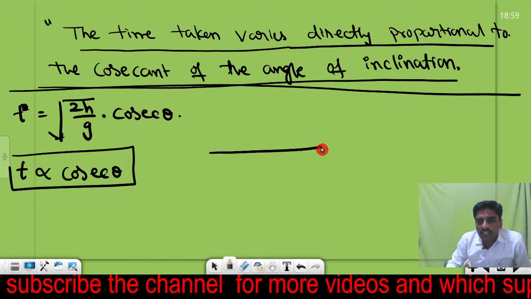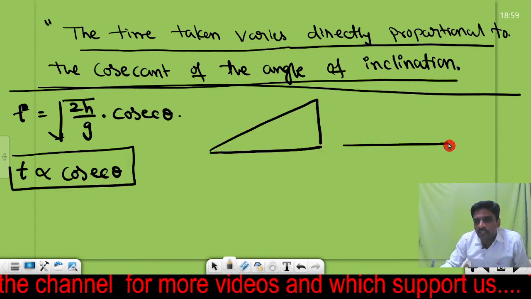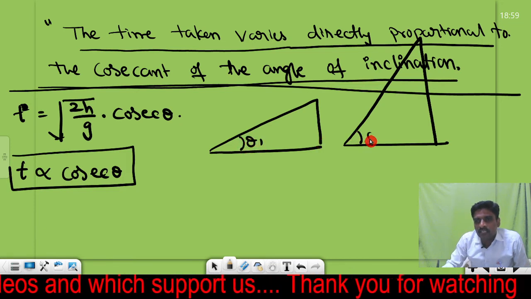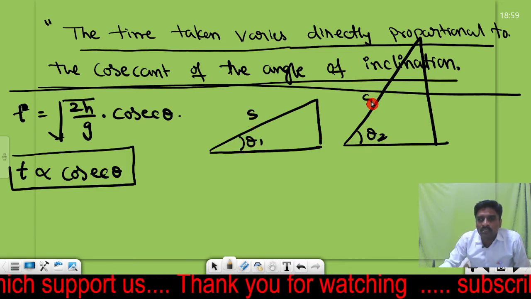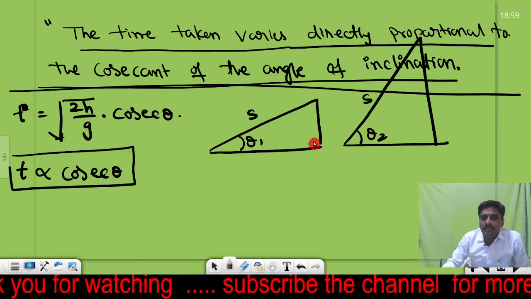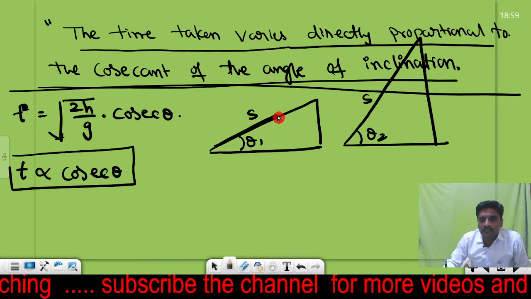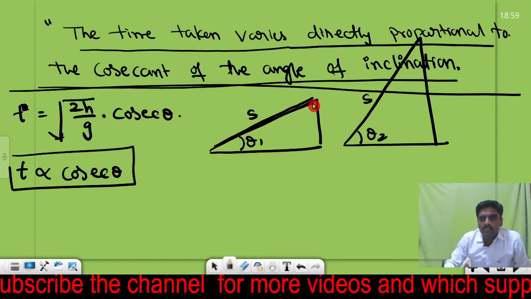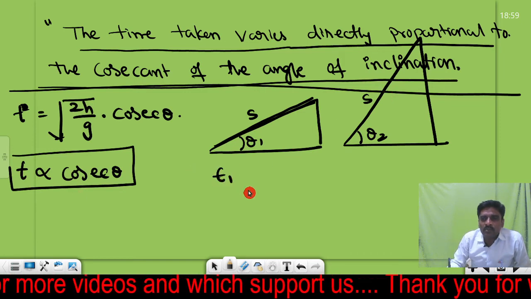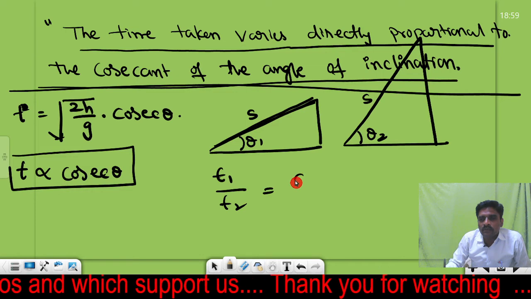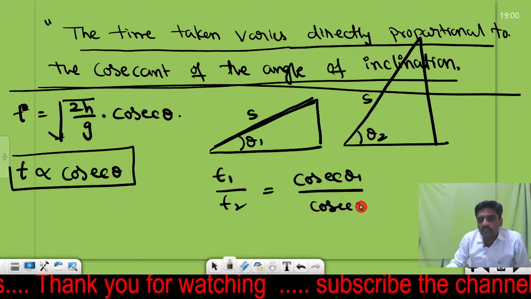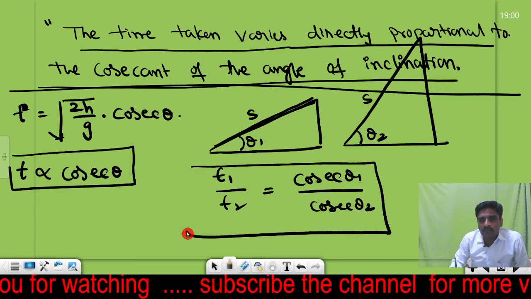That means we take two inclination values. Here is one inclination, and another is the bigger one. This angle is theta 1 and this angle is theta 2. Let me take both heights to be the same. I drew somewhat different lengths of the hypotenuse, but you should feel that the heights are equal. Then the ratio of times t1 divided by t2 is equal to cosecant theta 1 divided by cosecant theta 2. This is the very important one.